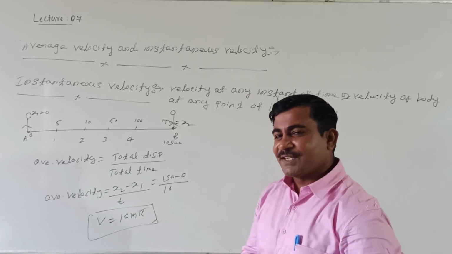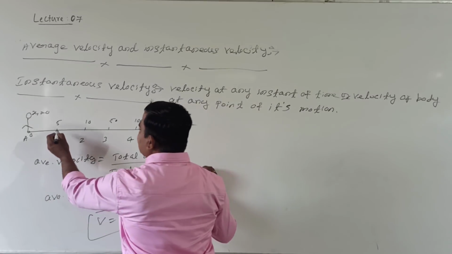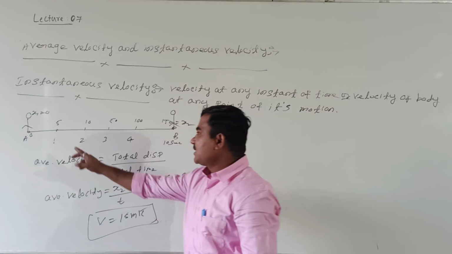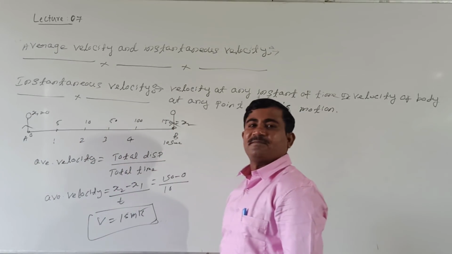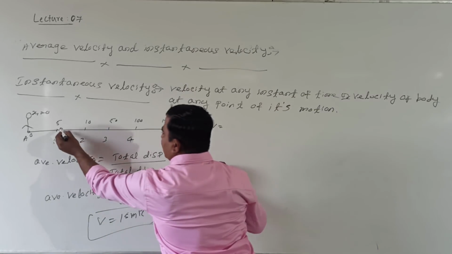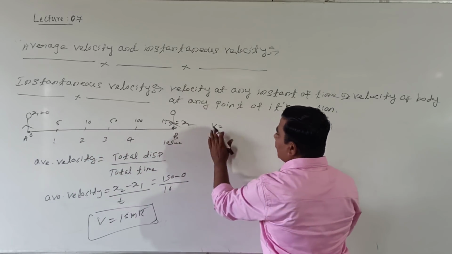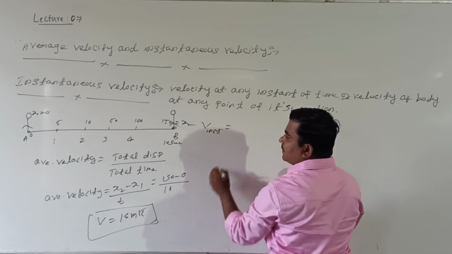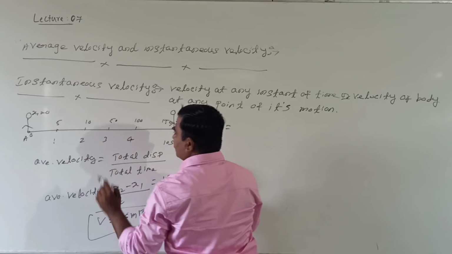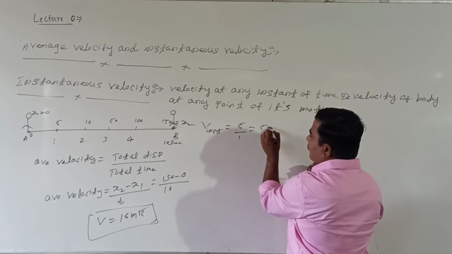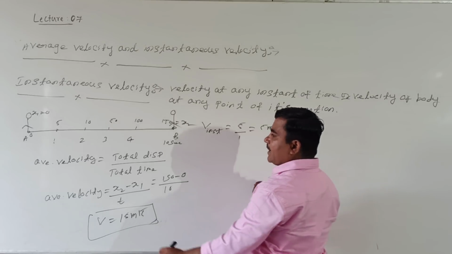Look at me, at this point, at this time, how much velocity is there? At this point, what is the displacement? 5. Instantaneous velocity is displacement divided by time. 5 divided by 1, how much? 5 meter per second.